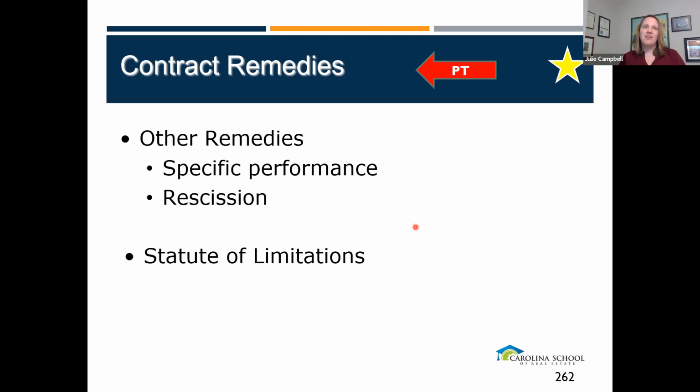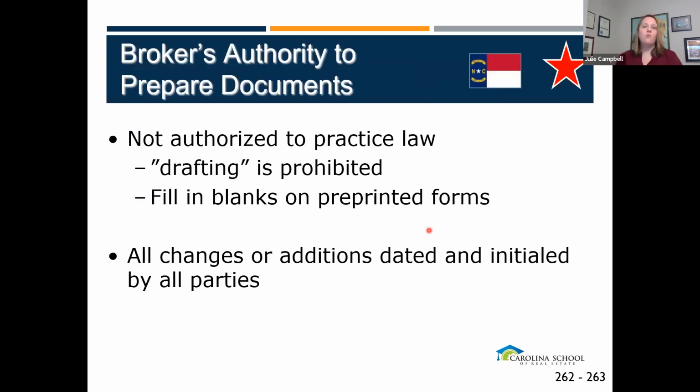So, as we said at the beginning of this unit, we're not in law school. We're not here to be attorneys. We do need to understand how a contract works. So when it comes to contracts and law, what's our responsibility? Well, let's start with what we can't do. I'm just a real estate agent. I'm not an attorney. I cannot practice law. And one act of practicing law is drafting legally binding contracts.